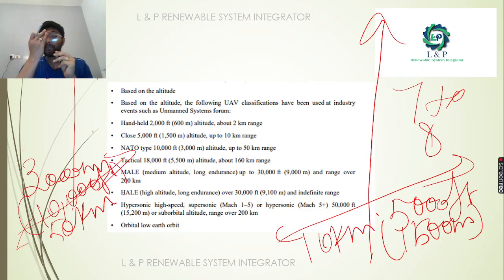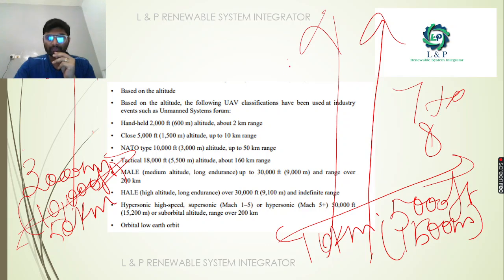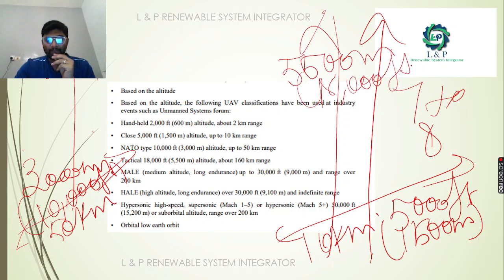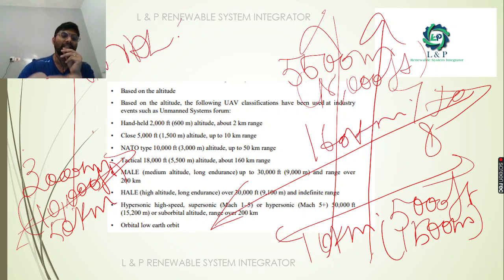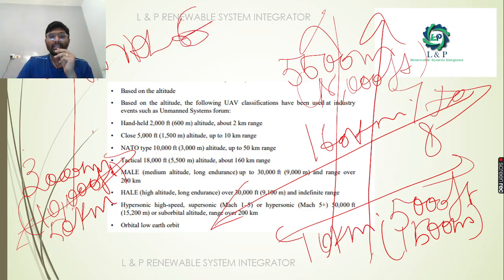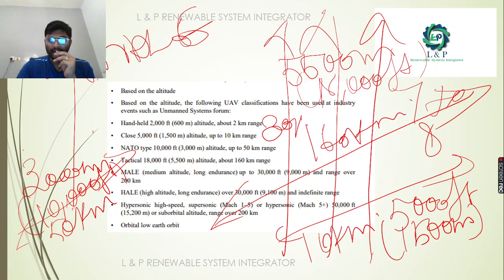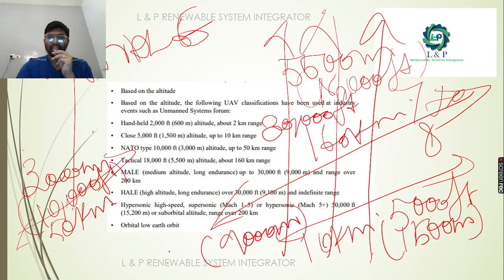Next is the tactical type, which can fly at a height of 5500 meters, that is 18,000 feet. The total range of this vehicle is 160 kilometers. Next category is the MALE category, that is medium altitude, long endurance. The MALE type has the capability to fly at a height of 30,000 feet, that is 9,000 meters, and the range it can cover is 200 kilometers.